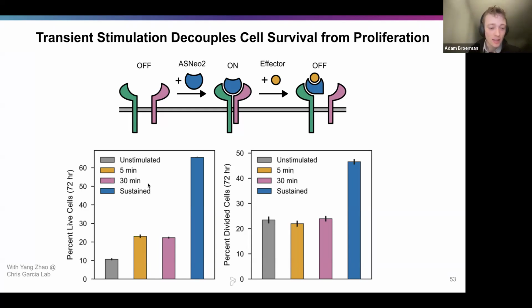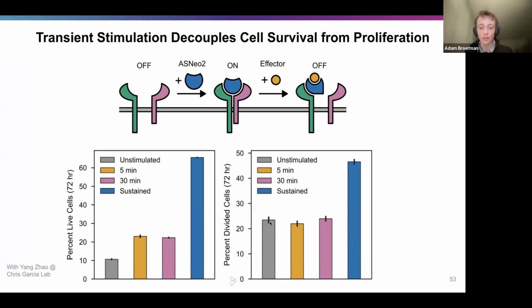And what we see is that this can decouple certain functions that maybe occur really early in signaling from others which require more sustained stimulation. So here we stimulated cells and then measured them 3 days later. And what we see is that compared to unstimulated cells, ones that were stimulated for even 5 minutes are surviving at about double the rate of unstimulated cells. So even a short transient stimulation is able to activate some anti-apoptotic programs, something like that.